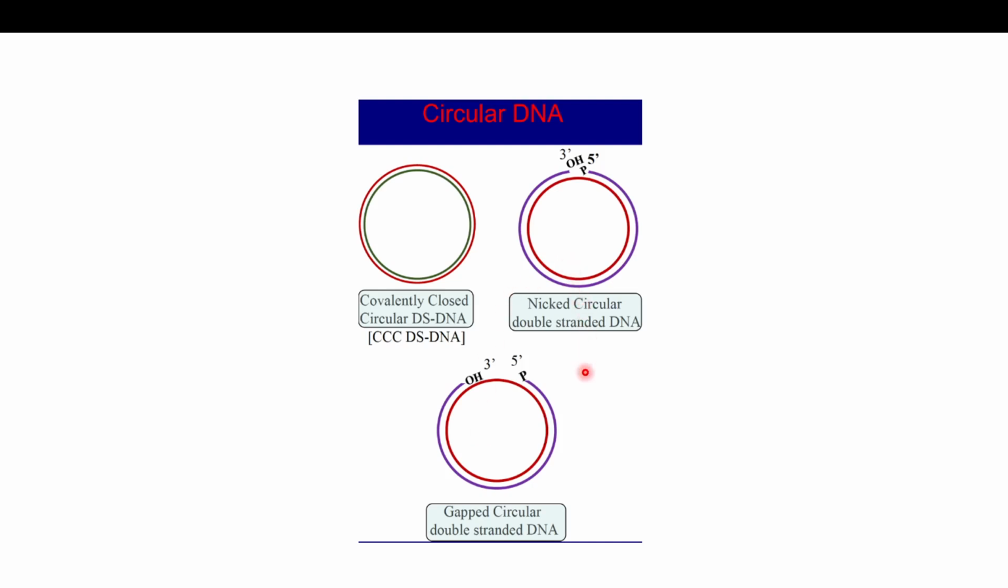This is the same thing that we talked about in the previous slide. Covalently closed circular double-stranded DNA, nicked circular double-stranded DNA, and this is gapped circular double-stranded DNA, where multiple phosphodiester bonds are absent on the same strand. Here, the purple one in this scenario. Okay.